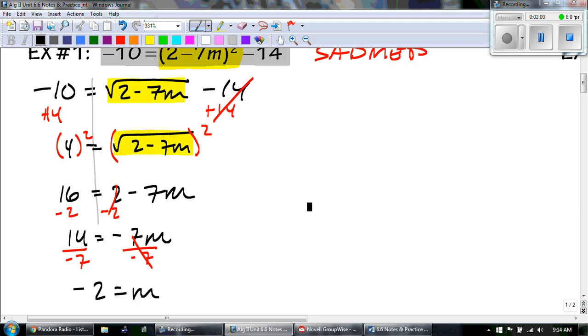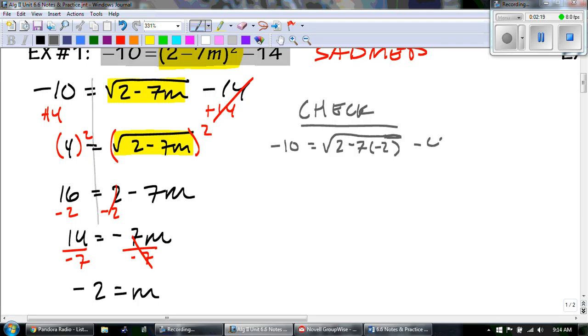Now, I cannot say that is my answer yet because I have to check, does it really work? Is it an extraneous solution or not? So as I plug this in, I'm going to plug it in to what I rewrote. I'm going to do everything underneath the parentheses first.